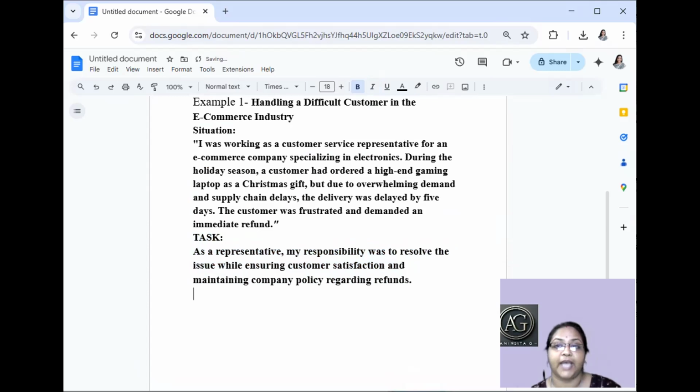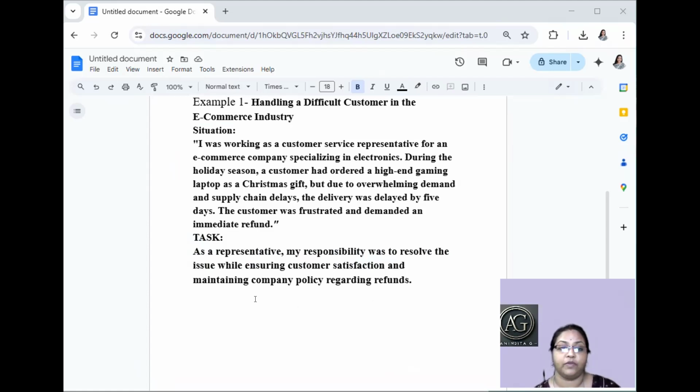So what was the action that you had taken? So you could say, I actively listened to the customer, empathized with their frustration, and I assured them that I understood their concern. I checked with the logistics team and provided a real time update on the order status, right? Since the laptop was already in transit, I expedited the shipping by upgrading it to priority delivery at no extra cost. And additionally, I offered the customer a 10% discount on their next purchase as a goodwill gesture.